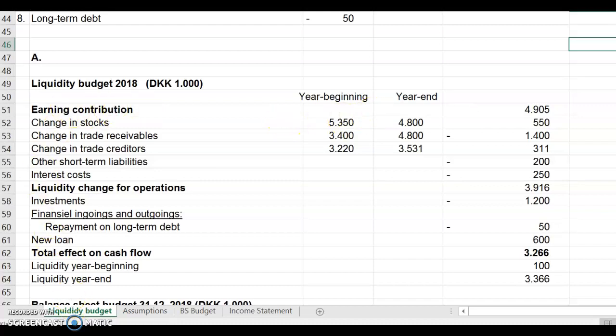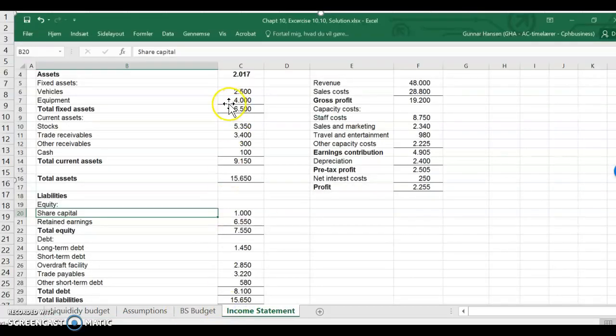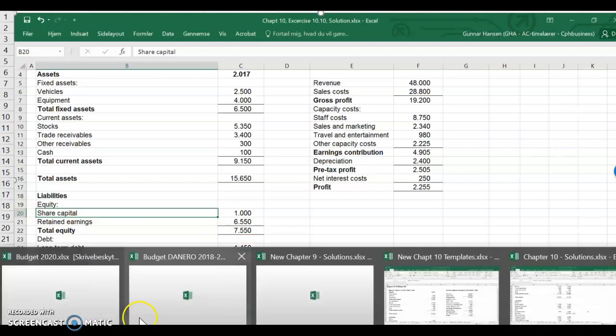Let's start with the first thing. We start with what they call earnings contribution. I prefer to call it profit before depreciation. And we find this in the income statement. It's rather simple. Then we have change in stock, and we find this beginning of the year in the balance sheet here. It's the opening balance.